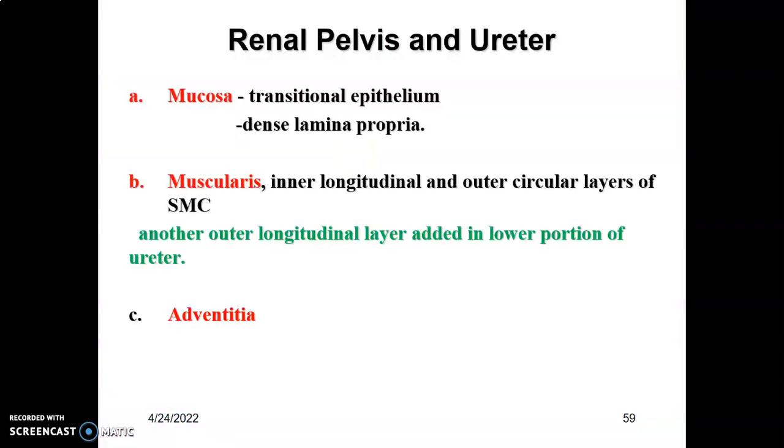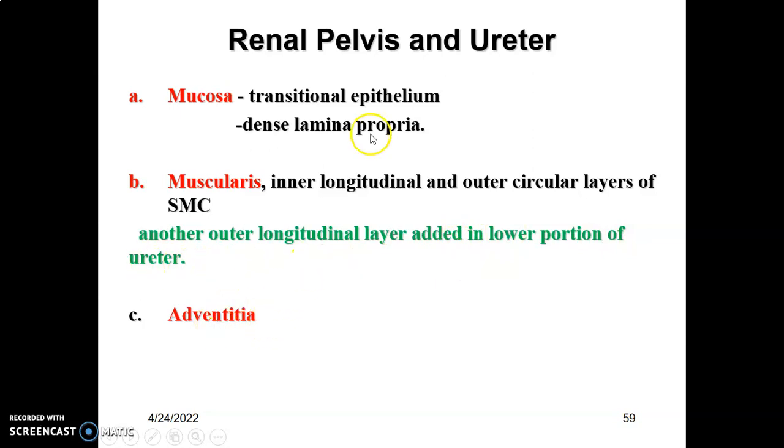So the renal pelvis and the ureter are lined by transitional epithelium, and deep under the epithelium is the dense lamina propria. So those two will form mucosa. So mucosa of the renal pelvis and ureter is made up of transitional epithelium and the dense lamina propria. After mucosa, you get to muscularis, that's made up of inner longitudinal and outer circular layers of smooth muscle cells. There could also be an outer longitudinal layer in the lower portion of the ureter.